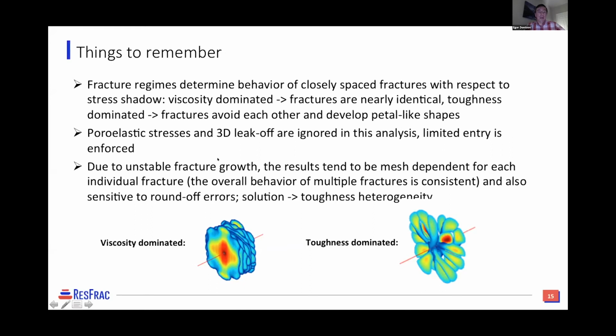Okay. And finally, then, we have this unstable fracture growth. And so this leads to problems with things like repeatability of the results. But the introduction of toughness heterogeneity actually helps to avoid this. So it's actually a very good solution.